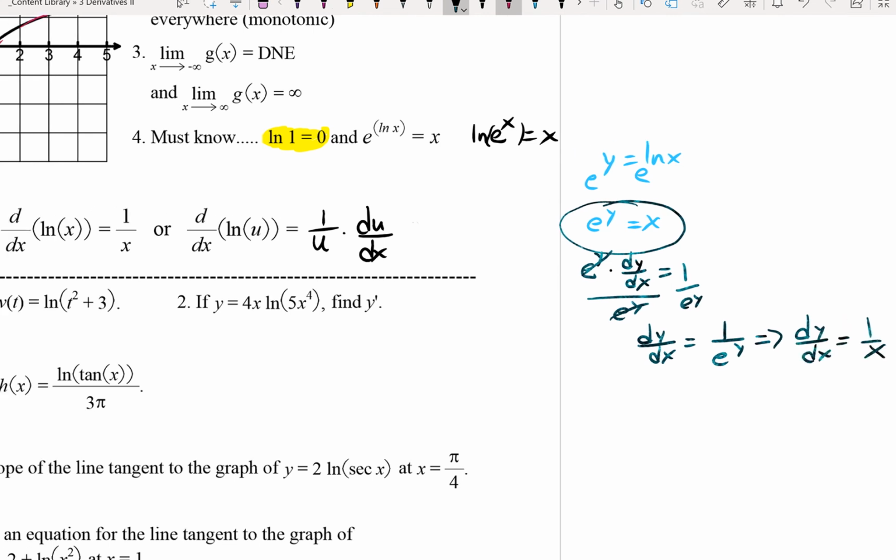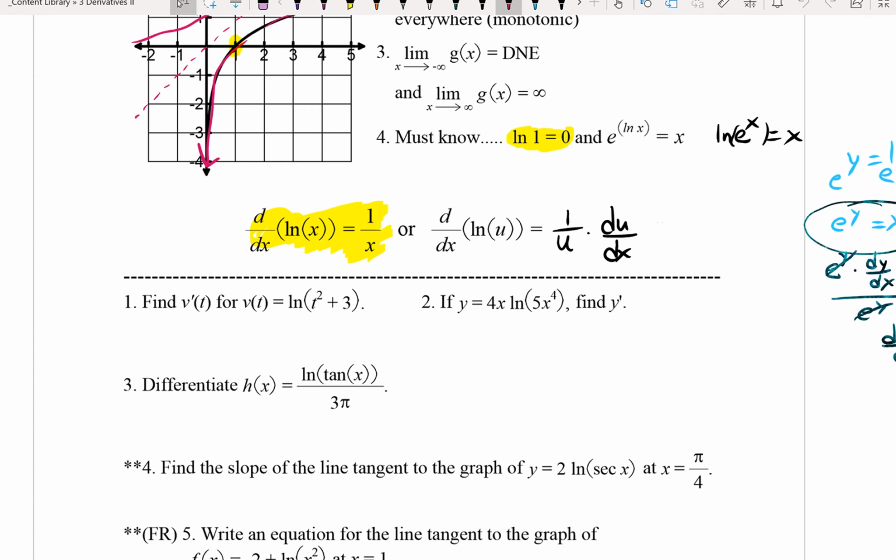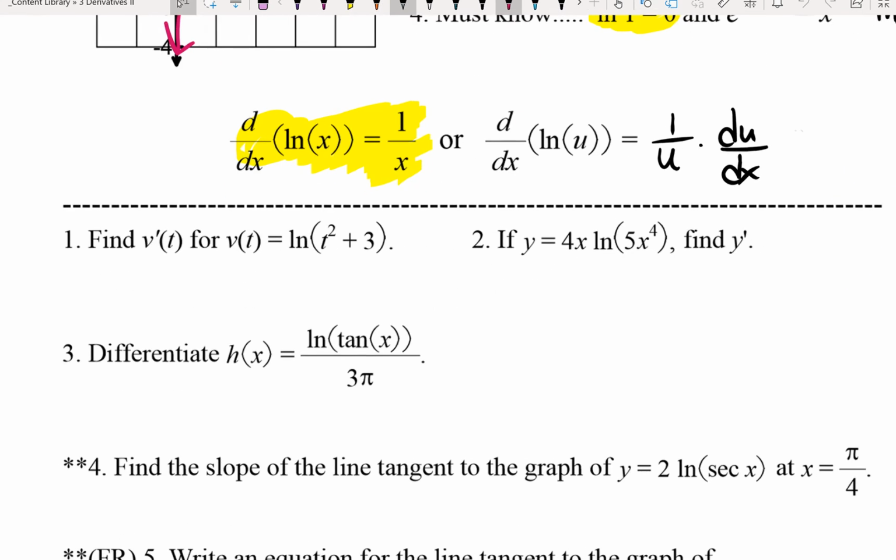So what we've established there is the fact that the derivative of the natural log of x is 1 over x. Incorporating the chain rule, the derivative of the natural log of u is 1 over u times the derivative of u. So let's apply those rules and do some sample problems here.